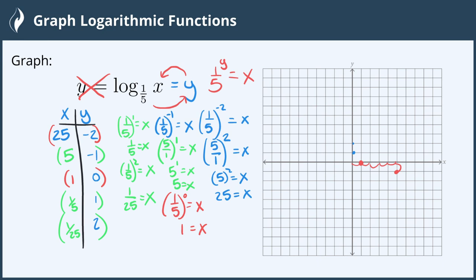And so now we're going to connect all of our points. If I'd done 25 and -2, I'd be clear out here, and then I'm going to connect them into here. And again, I'm going to get closer and closer, making smaller and smaller fractions, but I'll never actually get to the y-axis. So there's our graph of our logarithmic function of log base 1/5 of x, and we're all done.